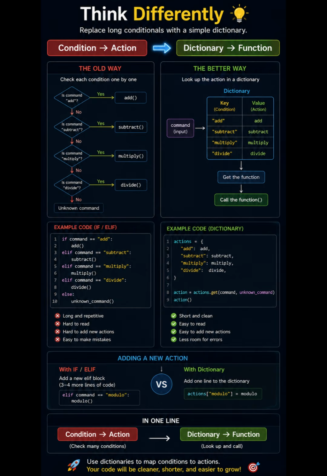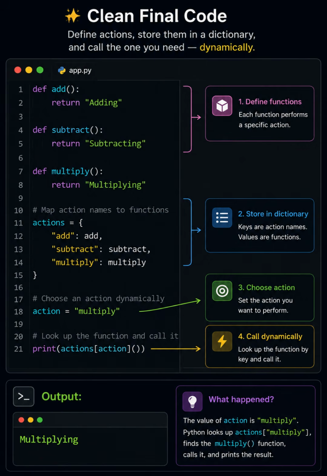And this points to a bigger programming idea. When your code is mostly saying, if I get X, do Y, you might not need a giant conditional. You might need a lookup table. So next time your if-elif chain starts getting ridiculous, stop and ask, am I really making decisions, or am I just looking something up? If it's just a lookup, a dictionary might be the cleaner solution.